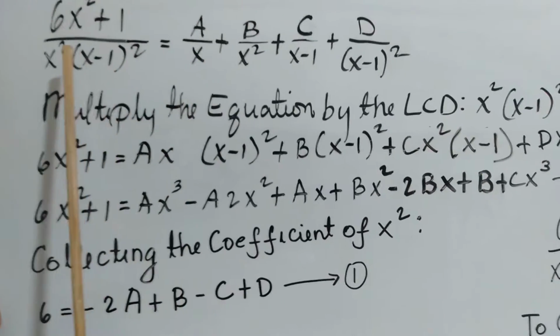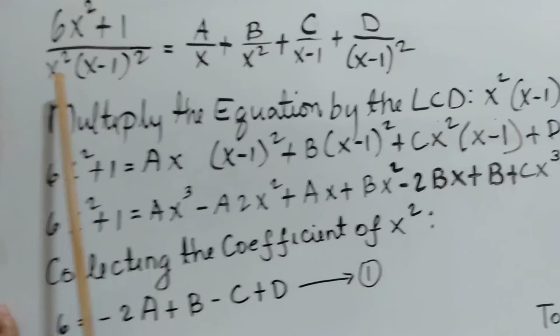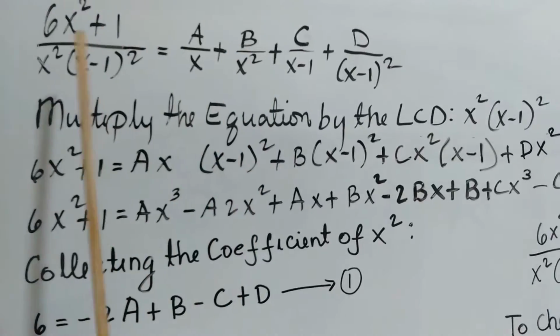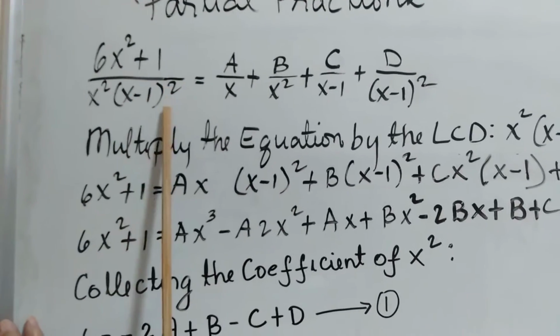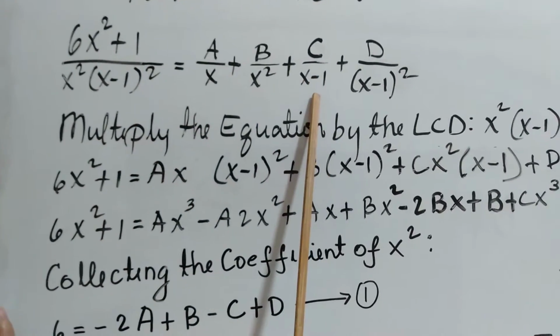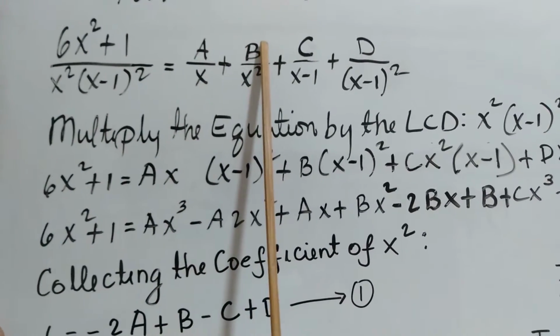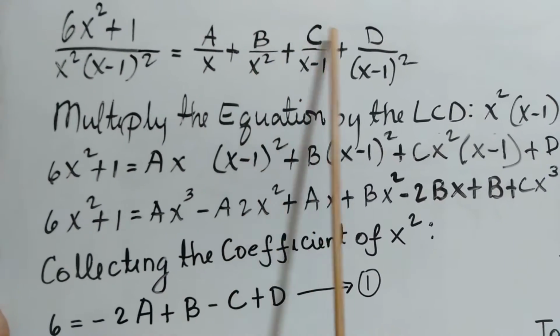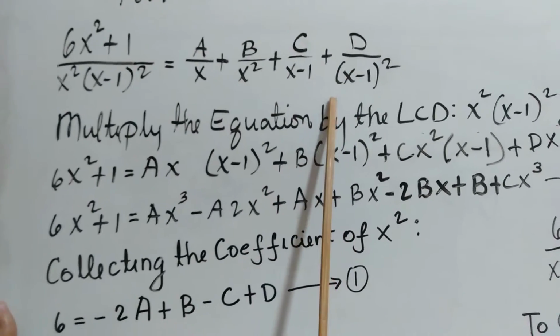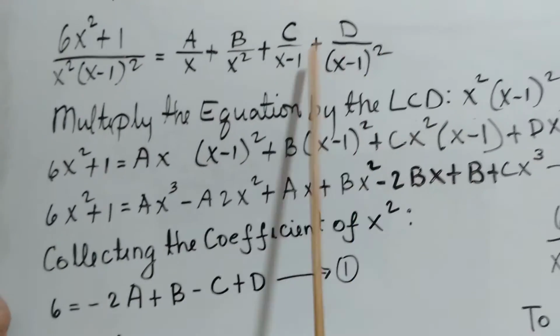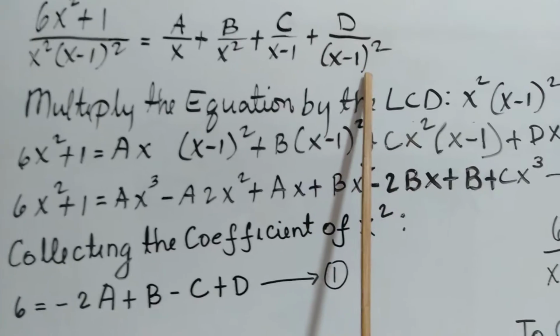The first one, we decompose this into 2 x's, x and x squared, and this one into 2 x minus 1 quantity squared. So this will be equal to a over x plus b over x squared plus c over x minus 1 plus d over x minus 1 quantity squared.